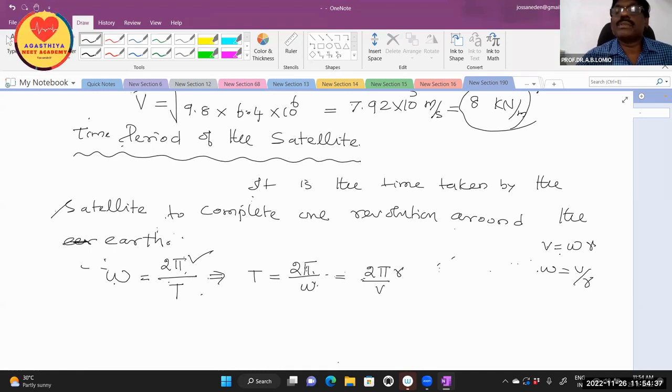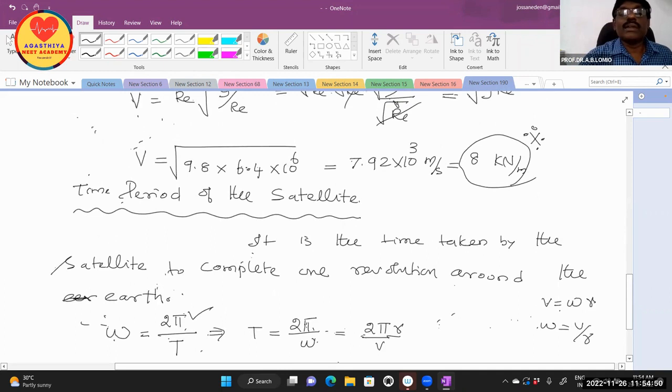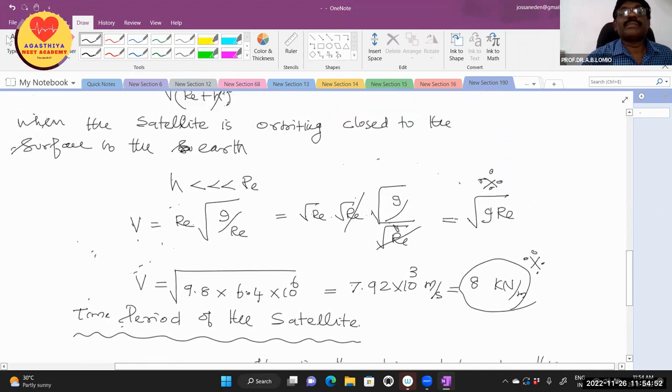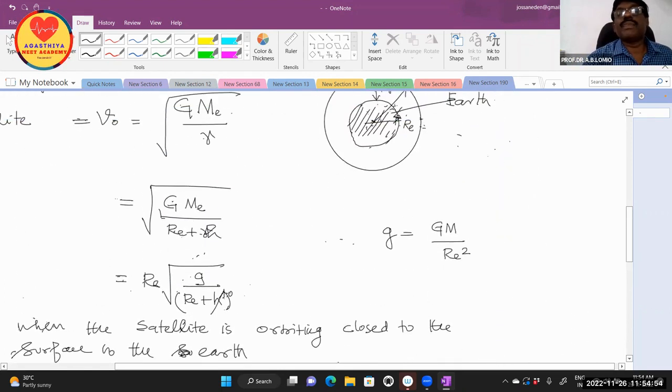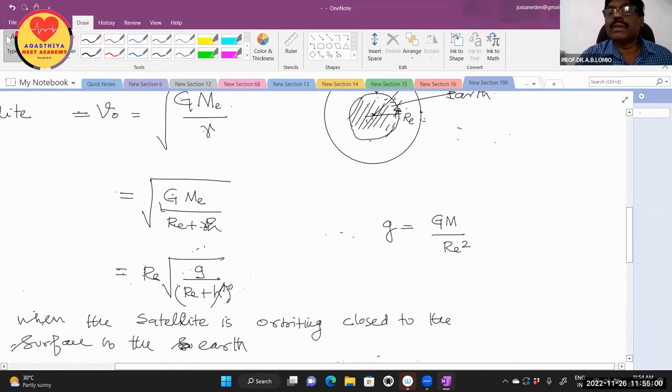In the numerator, it becomes R. Therefore, the time period is 2 pi R divided by omega, that is V. Already we have the orbital velocity in terms of R. V is equal to root of GM divided by R.